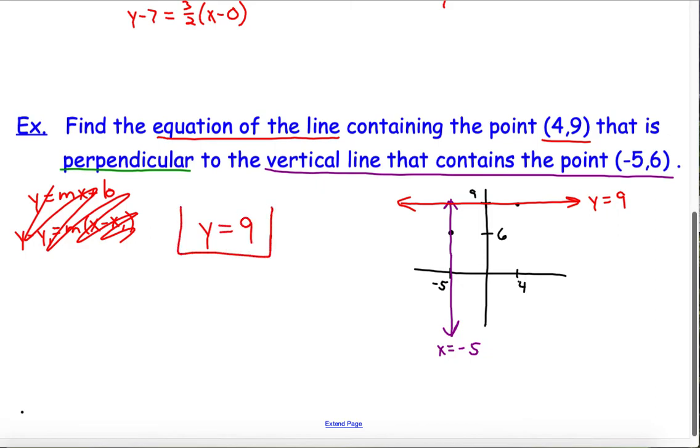Let's read through the problem again just to make sure we did it correctly. Find the equation of the line. I have the equation of a line. It happens to be horizontal. Contains the point 4,9. Yep. It's perpendicular to a vertical line. Yep. So we're good.